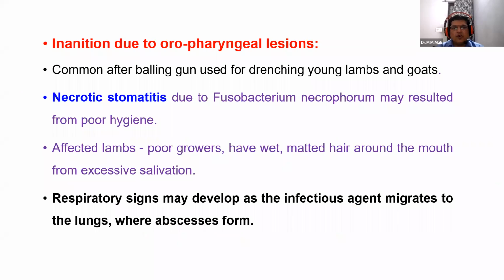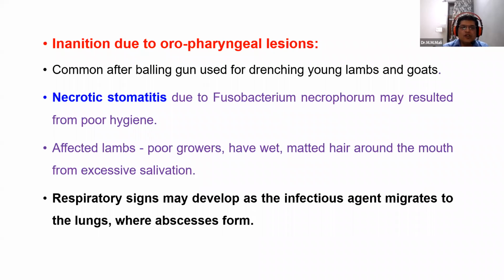The lesions of the oropharyngeal region of the digestive tract also cause inanition. The inanition due to oropharyngeal lesions occurs commonly after using the balling gun for drenching or feeding purposes. There will be necrotic stomatitis due to development of Fusobacterium necrophorum, and the affected lamb will show poor growth and always have wet matted hairs around the mouth from excessive salivation.